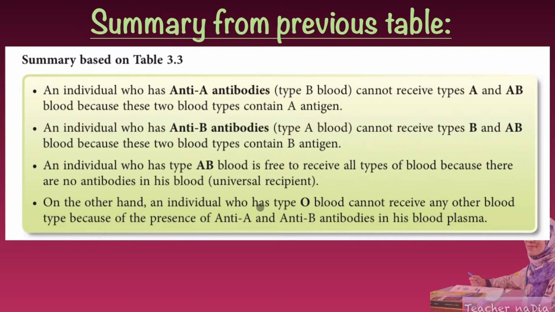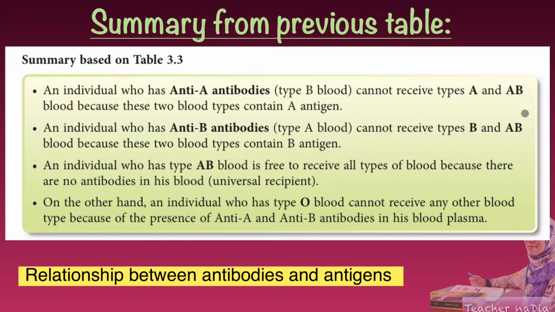Since it does not have any antigens, the blood plasma contains anti-A antibodies and also anti-B antibodies. So it cannot receive blood from the A group, B group, and also the AB group. That's the summary from the previous table showing the relationship between anti-A antibodies and the types of antigen.